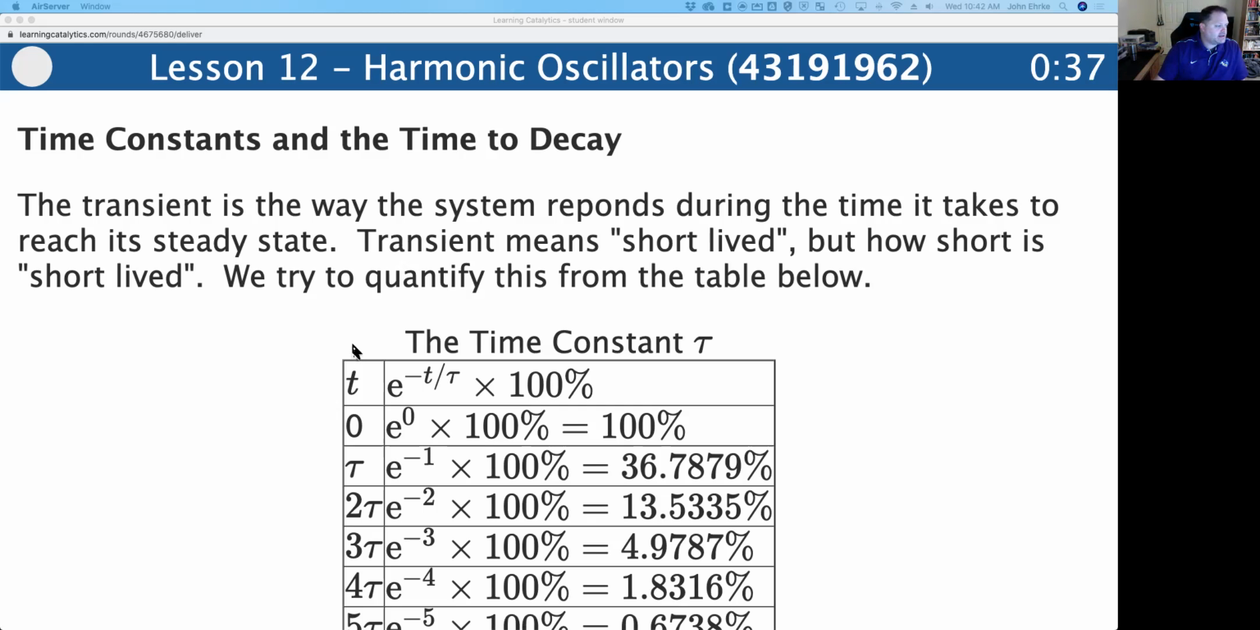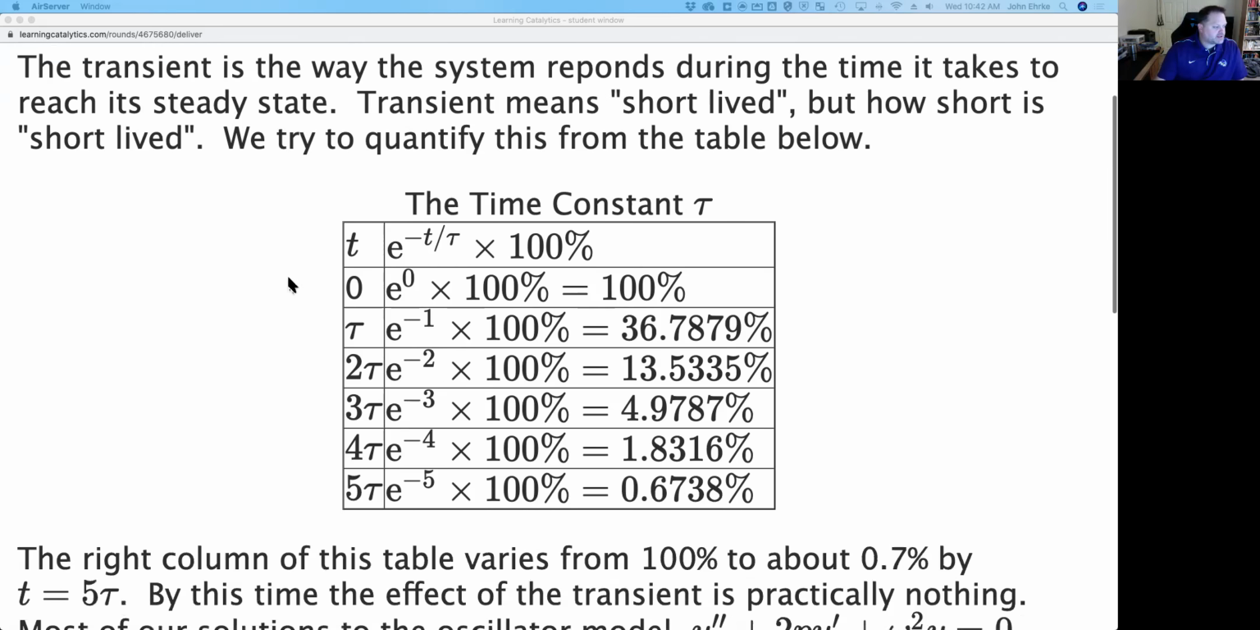And the idea is that the transient is the way that the system responds before it has time to go away. And the damping is what causes the transient to go away, just like a resistor is what causes the voltage to eventually go away. It damps the voltage or damps the current in a circuit. The word transient means short-lived. That's literally why the word transient is used to describe these solutions. What we want to ascertain today is how short-lived is short-lived. And that's something that's called the time constant.